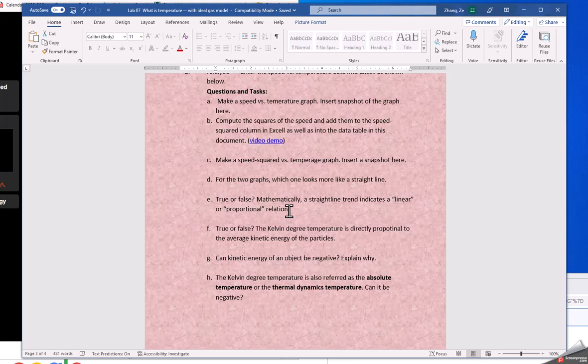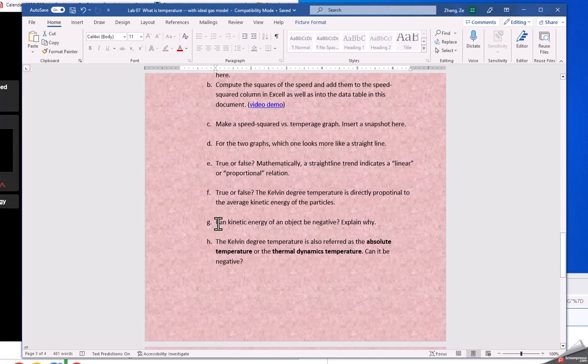So in fact that defines a special temperature for now, the physics temperature. This is called the Kelvin degree temperature. So Kelvin degree temperature is directly proportional to the average kinetic energy of the particles. And here I'm not giving the answer: can the kinetic energy of an object be negative? Think about how kinetic energy is calculated. And then average kinetic energy is related to the Kelvin temperature, and the Kelvin degree temperature is also referred to as the absolute temperature.